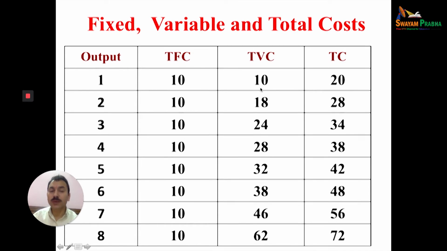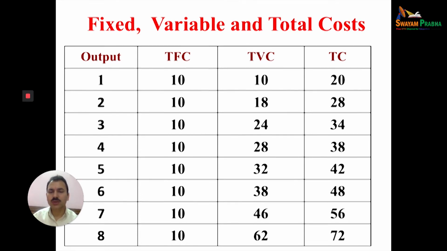Whereas total variable cost will change with the increase of output. 1 to 2, now variable cost 10 to 18. 2 to 3, 18 to 24. 3 to 4, 24 to 28. 4 to 5, 28 to 32. 5 to 6, 32 to 38. 6 to 7, 38 to 46. And last, 7 to 8 output, then variable cost will increase 46 to 62.